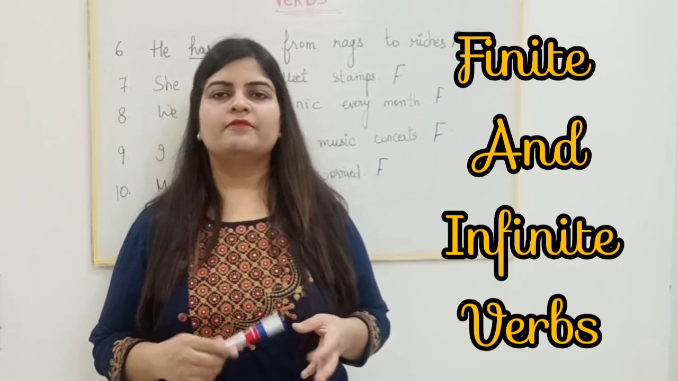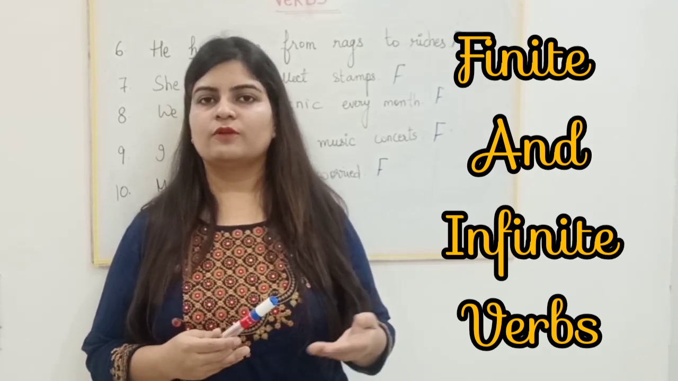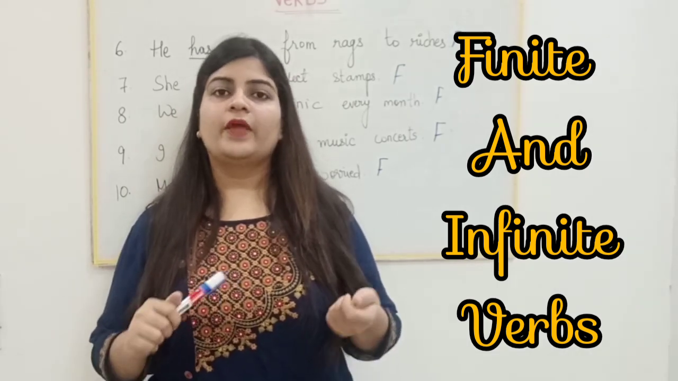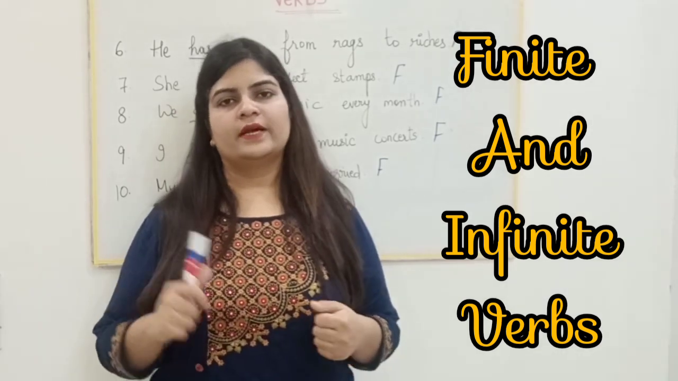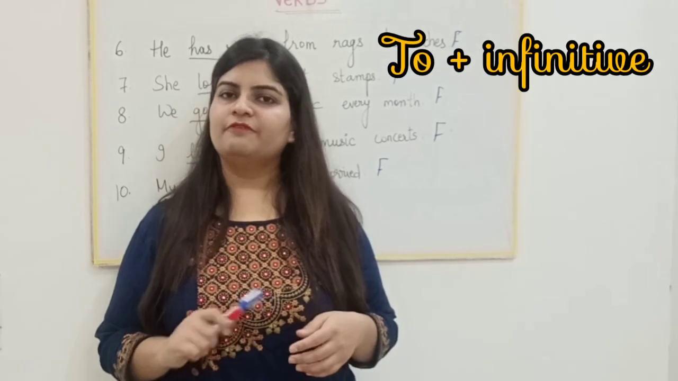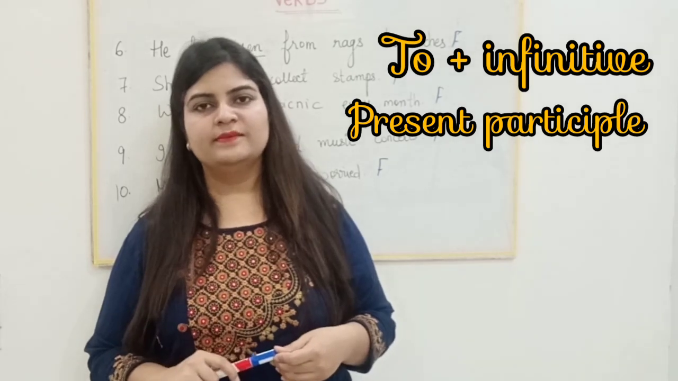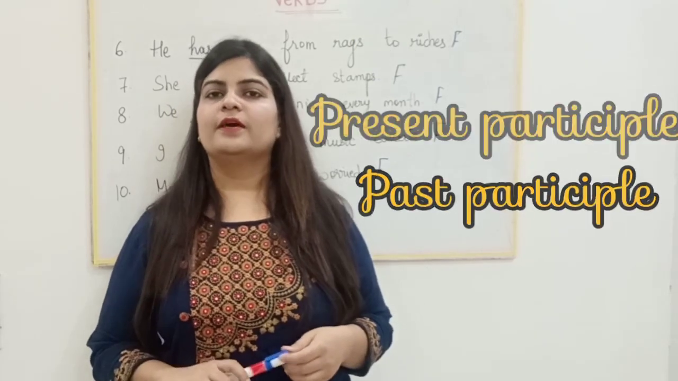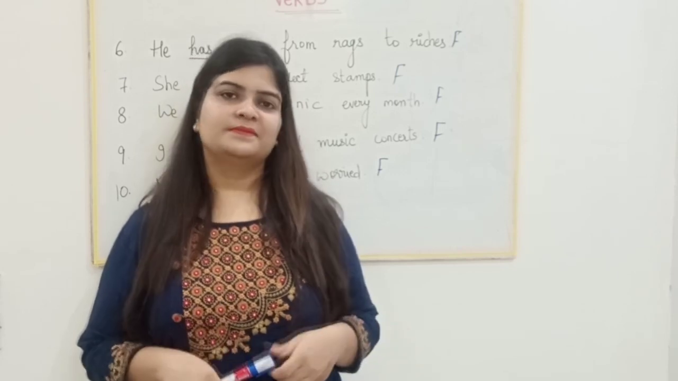Then we understood what are finite and infinite verbs. Those verbs which can change themselves according to the number of persons or the type of subject or according to the tense, those are finite, and those who have nothing to do with any number or any type, those are infinite. Also, there are three forms of infinite verbs, which were to plus infinitive, that is to plus verb, present participle of verb with ing, and past participle of the verb with ed form. But there was a condition that no auxiliary verb can come before them.